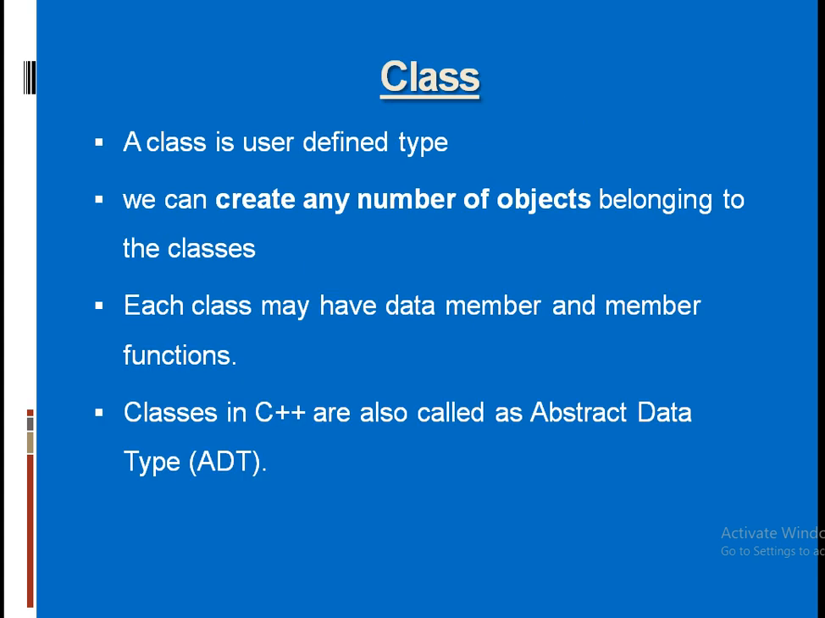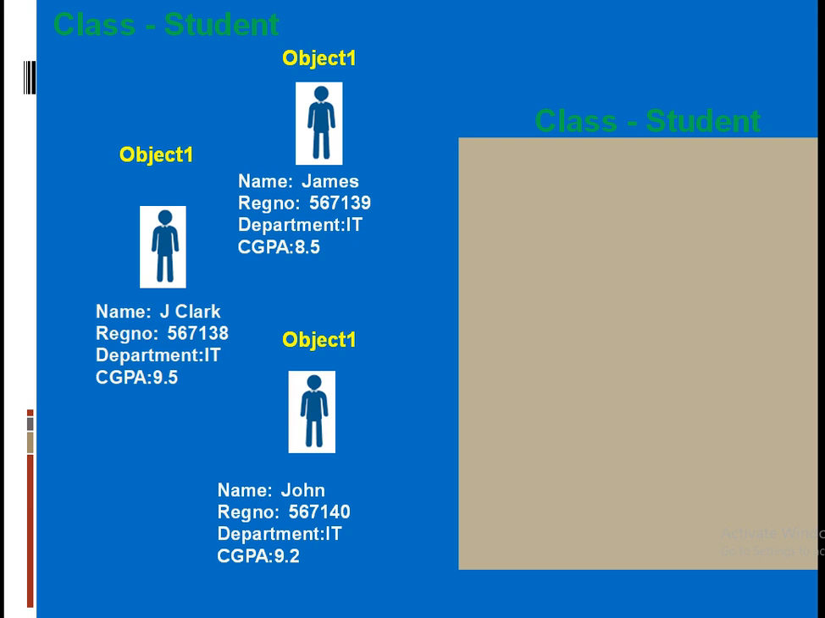The second one is class. A class is a user defined data type, and we can create any number of objects belonging to the same class. For each and every class the memory won't be allocated, whereas for each and every object the memory will be allocated, and each class may have its data members as well as member functions. Also the classes in C++ are also called abstract data types.